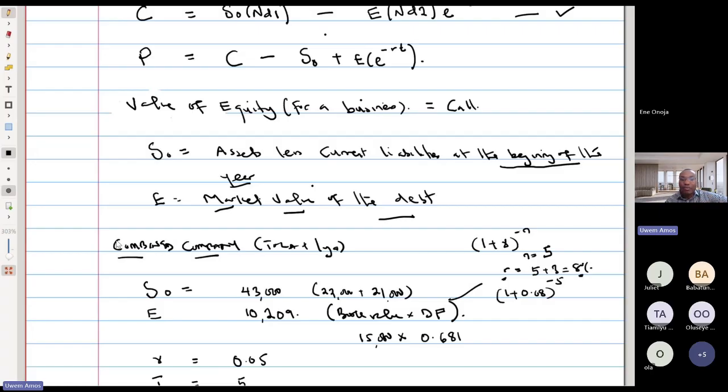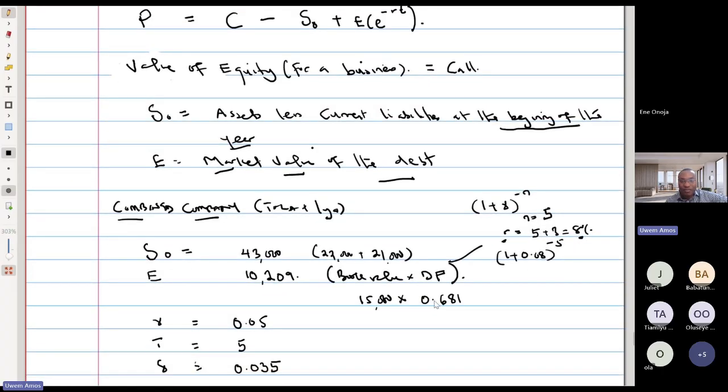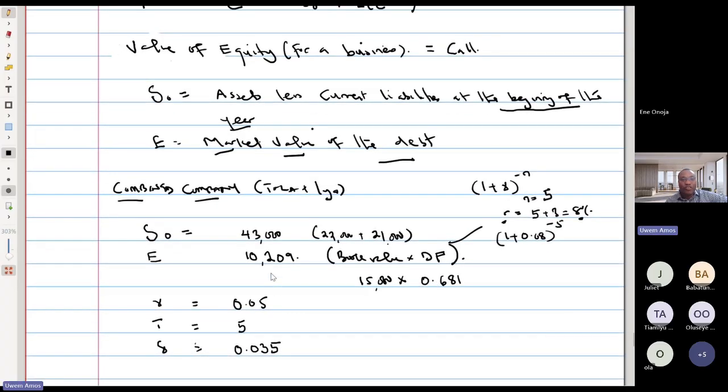Our E is our present value of the debt. So we need to discount whatever the value we have in the books of account to reflect the present value. And we know that to discount, we just multiply the book value by the discount factor. Our discount factor formula is (1 plus R) to the power of minus N. R is the rate of return. The question tells us that the rate of return is equal to the current yield plus 3%, and the current yield is 5. So 5 plus 3 gives us 8%. Every other thing is pretty straightforward to identify.